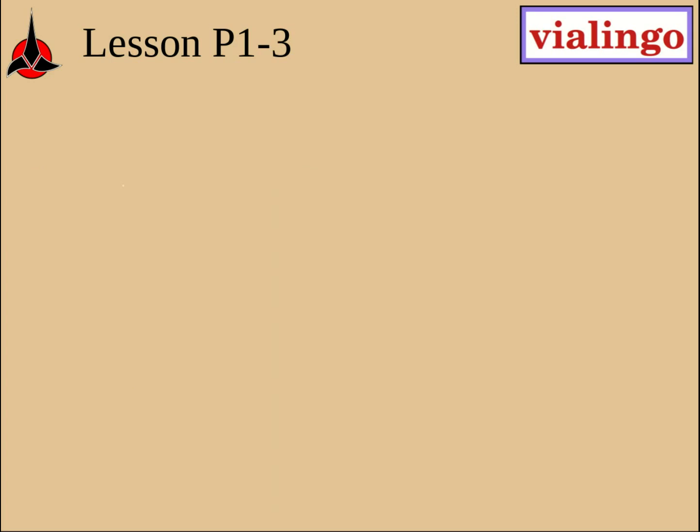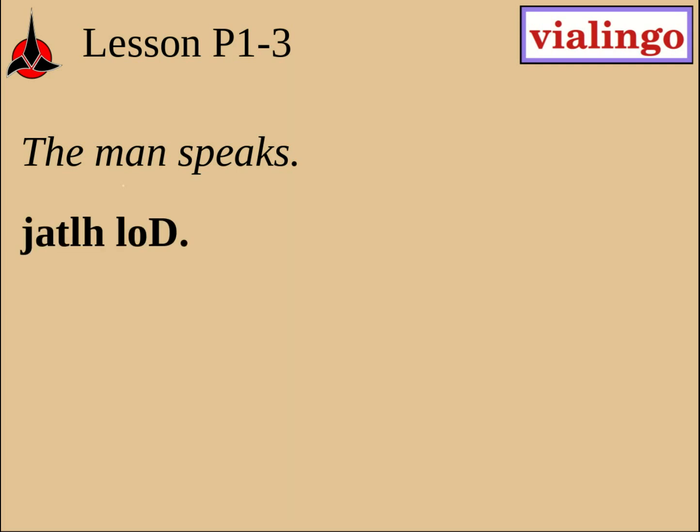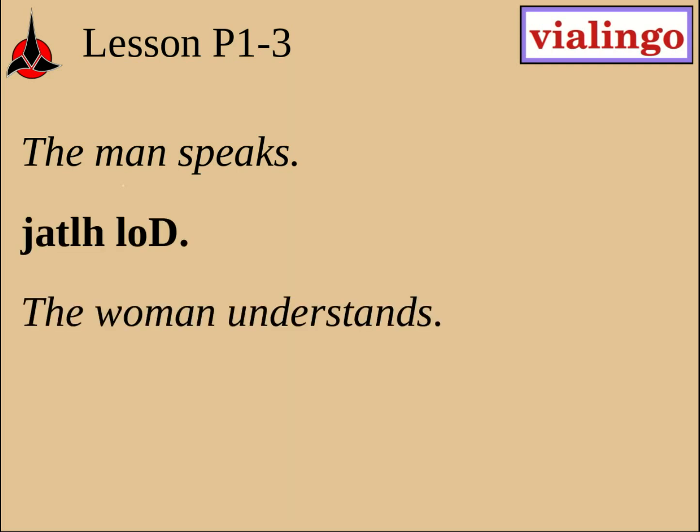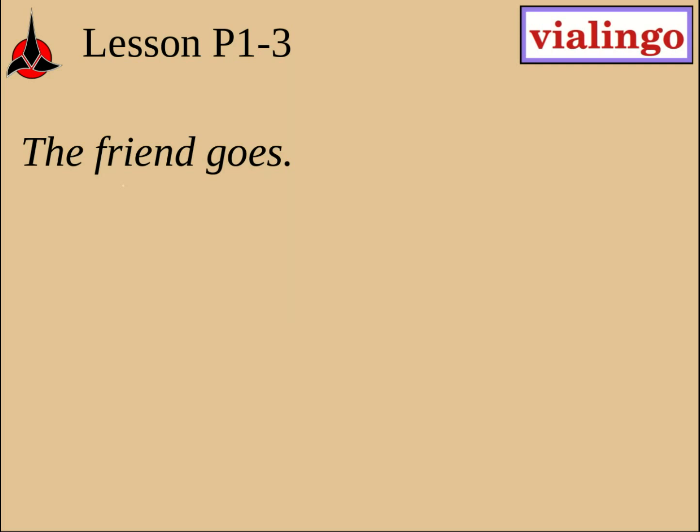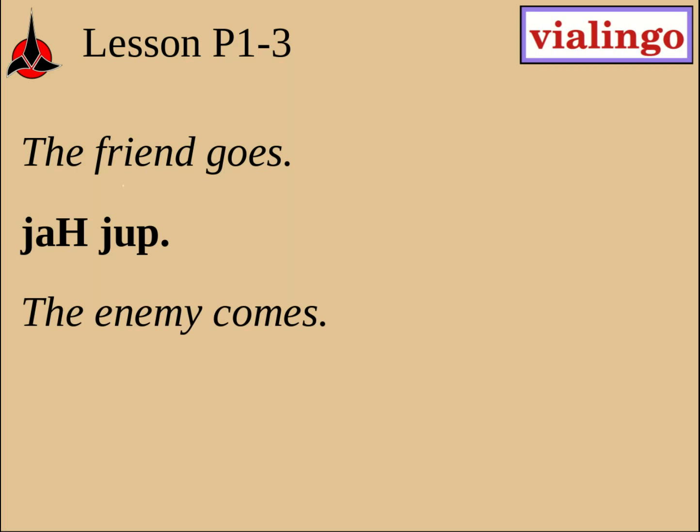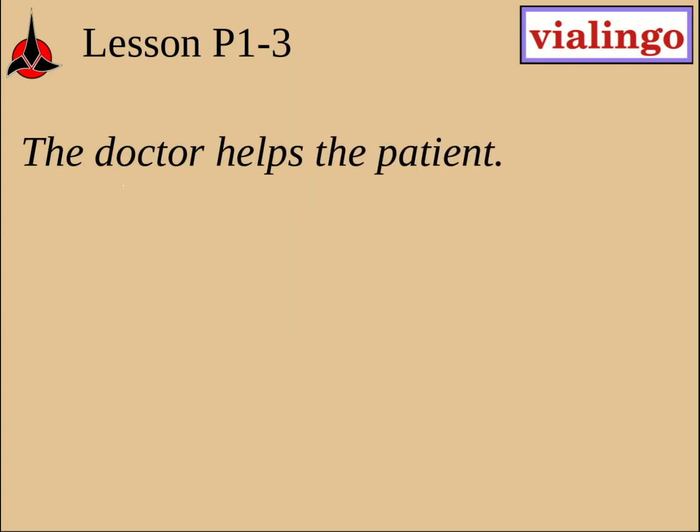The word order in a Klingon sentence is often the opposite of what it would be in an English sentence. How do you say, the man speaks? Jack, Lord. The woman understands. Yaj, be. The friend goes. Jach, jup. The enemy comes. Rosh, jar. The doctor helps the patient.